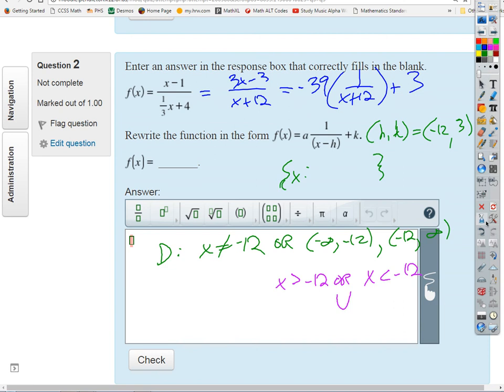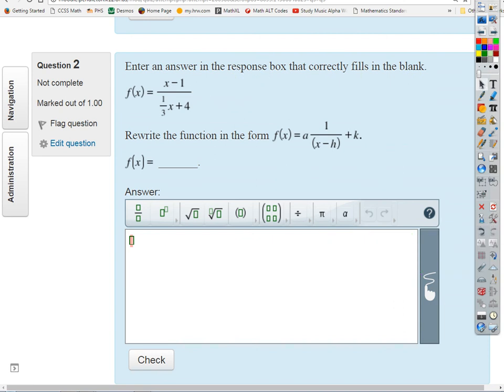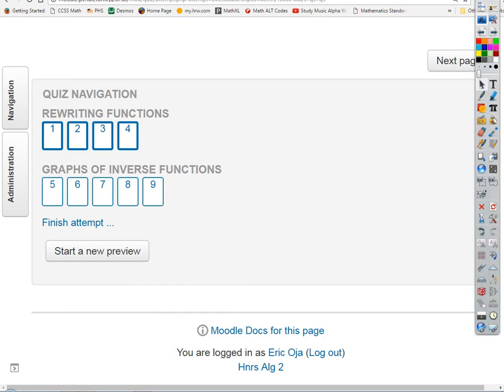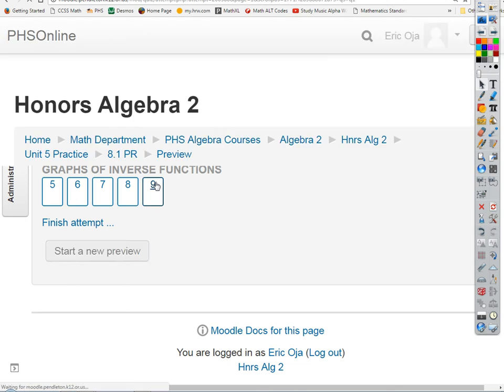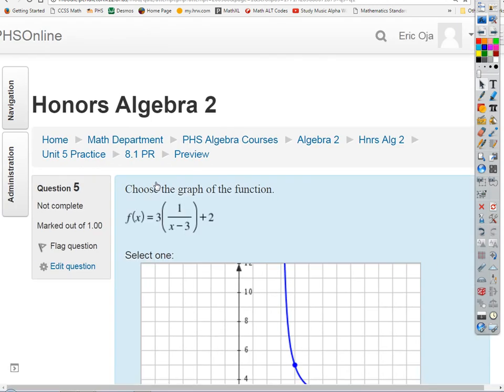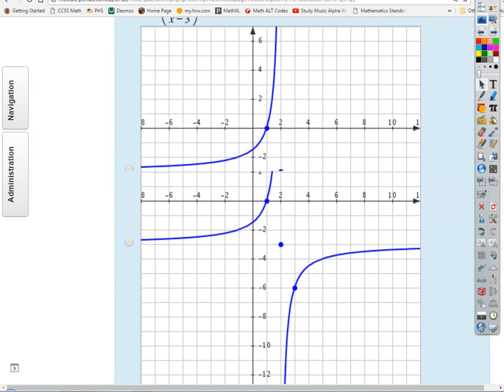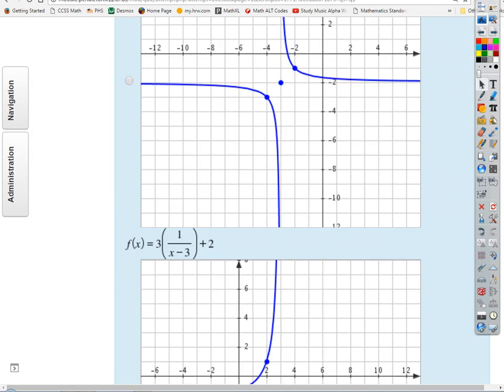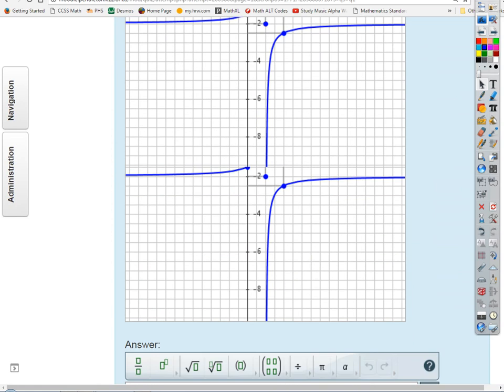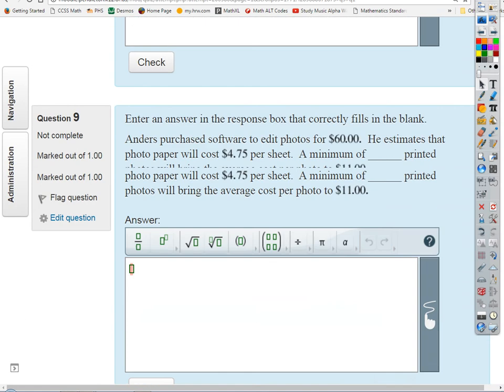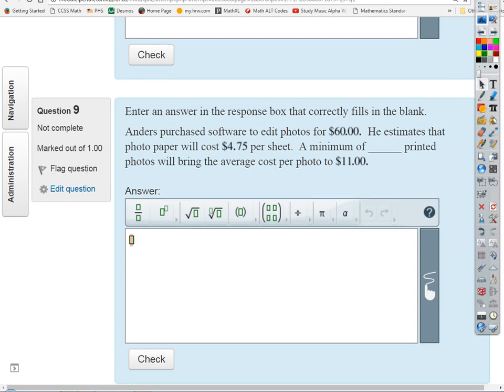Let's see. I guess I didn't. No word problems. I built one, but I don't think I put it on this time. I think I put it on the next one. Yeah. Oh no, there it is, right there.